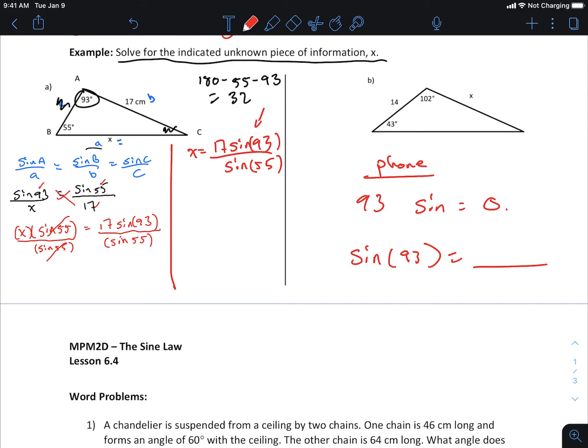Okay, so what do we get for sine 93? 0.9... Is that what it is? Okay, so it's 17 times 0.9986. I want everybody to make sure they can get that number because this is where the trig table, at least the one I gave you, breaks down.